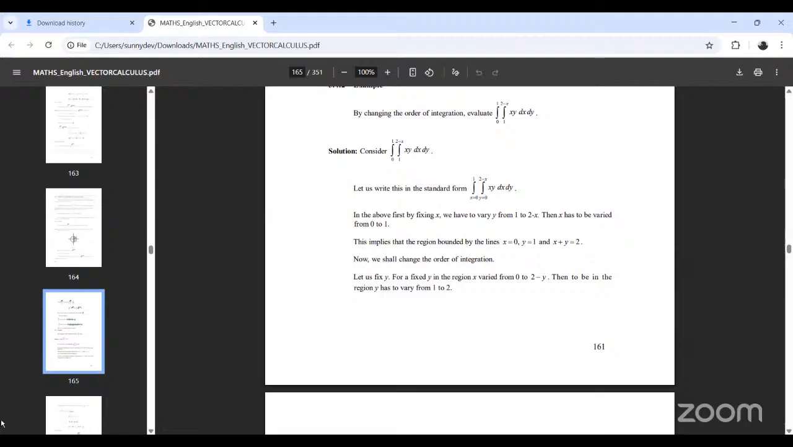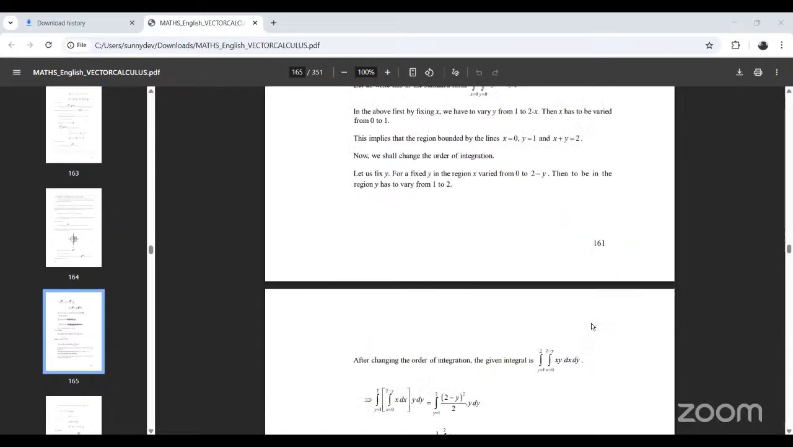So here y equal to 2 minus x, then x equal to 2 minus y. Now we shall change the order of the integration. So the x limits become 2 minus y and the y limits become 1 to 2. So xy dx dy.